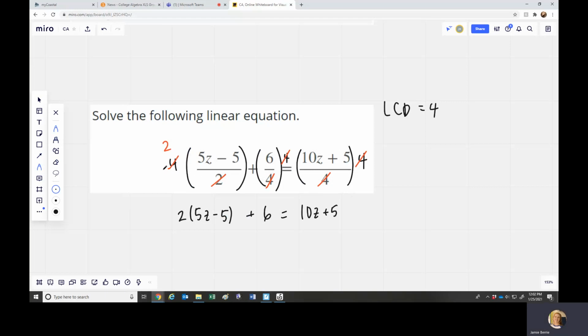Okay, now go ahead and multiply 2 by the terms on the left-hand side. 2 times 5z is 10z. 2 times negative 5 is negative 10. Plus 6 equals 10z plus 5. Right-hand side stayed the same. Simplify this. Negative 10 plus 6, that would be negative 4.